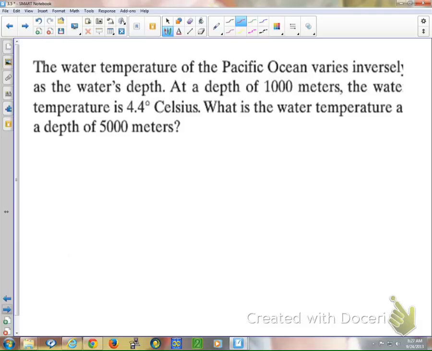Now, what we did not do yesterday was get into word problems. Now, word problems look harder. The only difference is you get to make up your own letters, but everything else is the same. The water temperature of the Pacific Ocean varies. So we can make up our own. What should water temperature's letter be? W. Water temperature varies. We're still going to set it all up the same exact way.